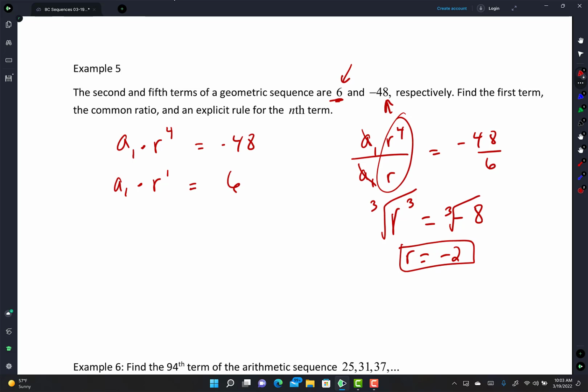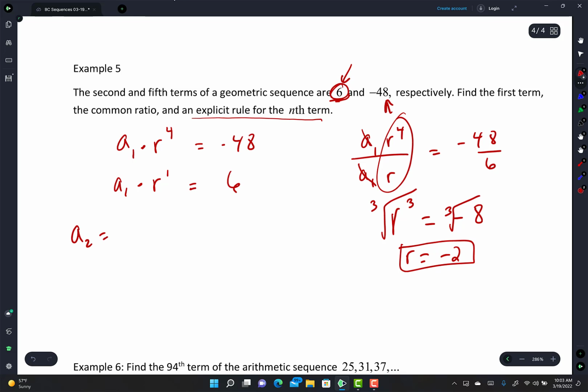Okay, so we got that part. Find the first term. That's going to be easy now. Well, before you find the first term, we can do an explicit rule for the nth term, now that we know R. No, I think we're going to have to figure out A1 first. Yeah, so don't worry. Look, we already know this one. It's easy to get it now.